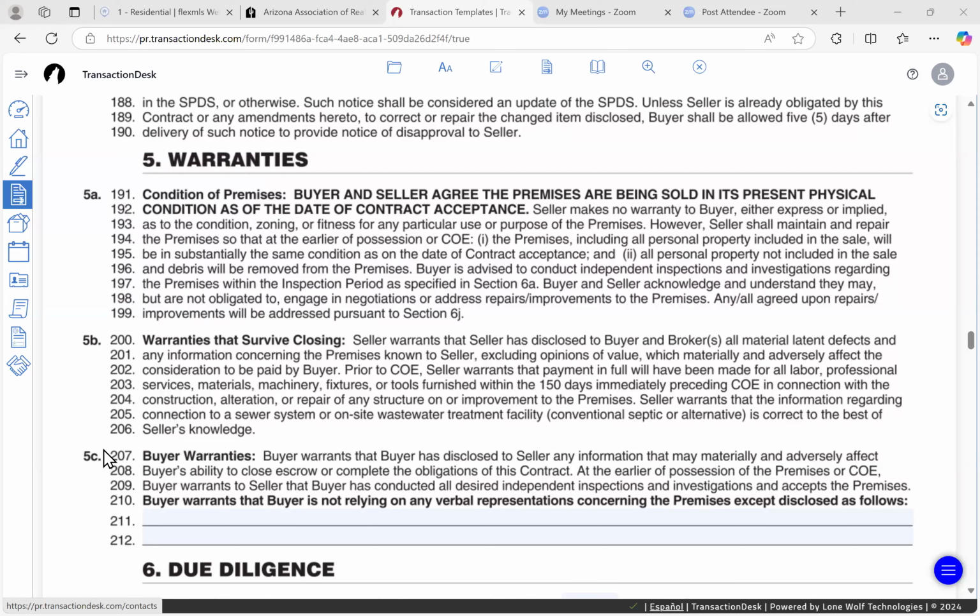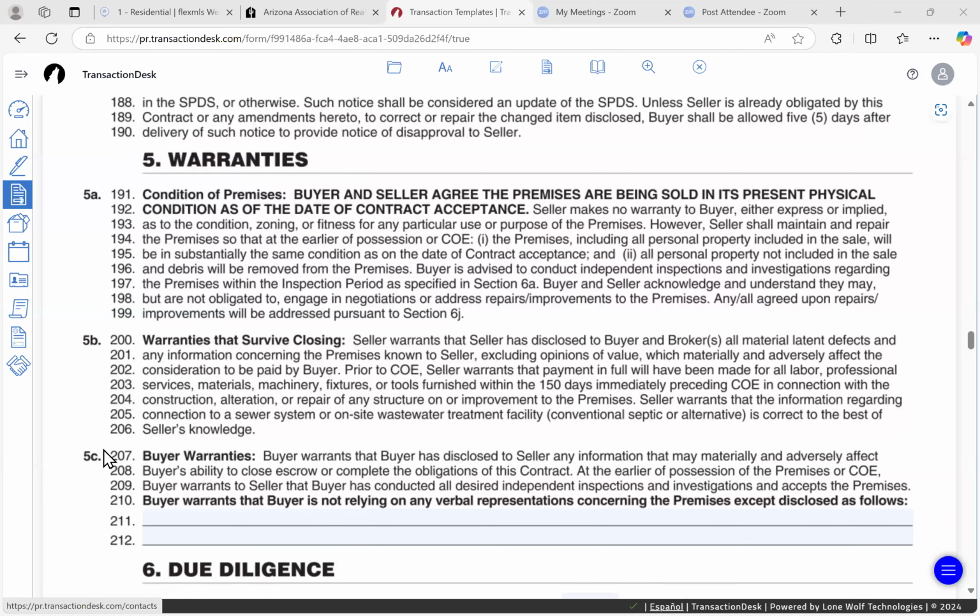Warranties that survive closing. The seller warrants that the seller has disclosed to buyer and brokers all material latent defects and any information concerning the premises known to seller, excluding opinions of value, which materially and adversely affect the consideration to be paid by the buyer. Prior to close of escrow, seller warrants that payment in full will have been made for all labor, professional services, materials, machinery, fixtures, or tools furnished within 150 days immediately preceding close of escrow in connection with the construction, alteration, or repair of any structure on or improvement to the premises.